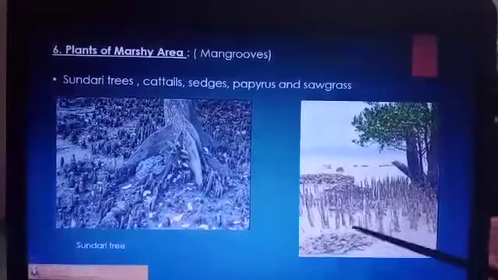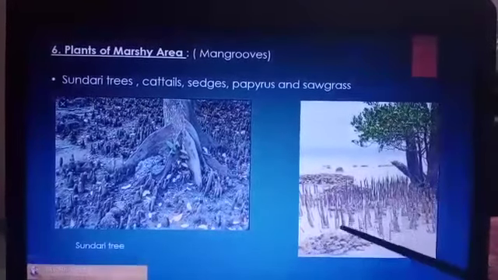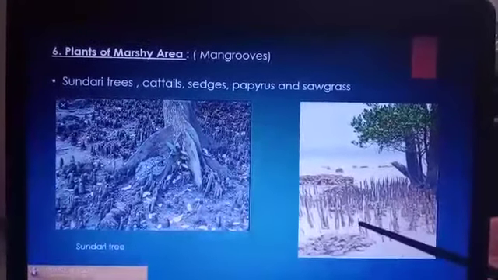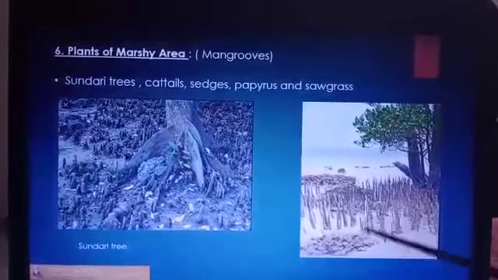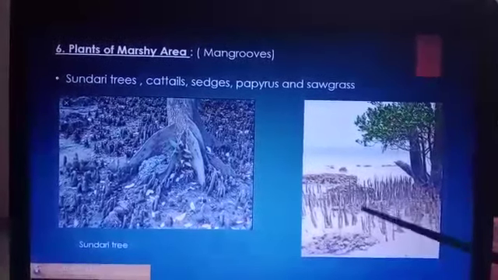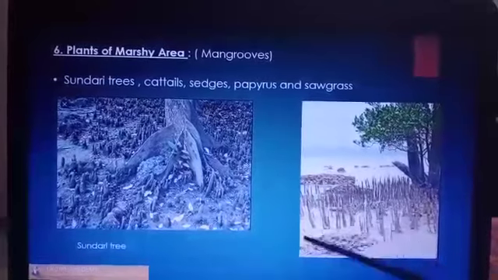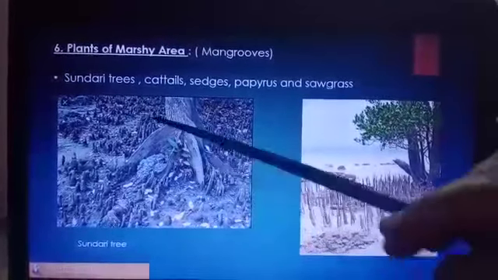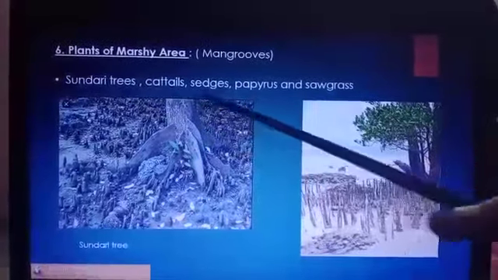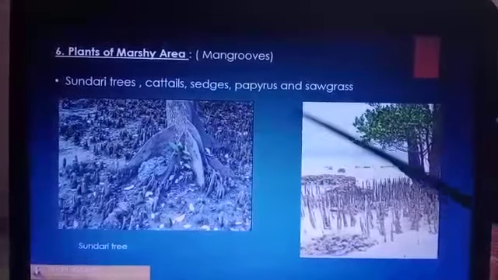They come out of the mud surface to breathe. In clay, in mud, the air is not able to reach the roots. So the roots, in order to survive, come out of the mud and take air. So these are known as mangroves. We can have the examples: sundari trees, cattails, sedges, papyrus, and sawgrass.